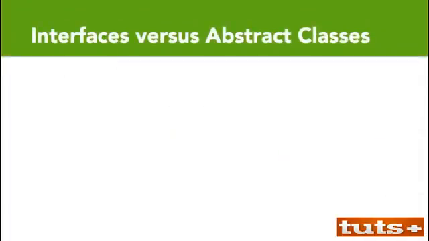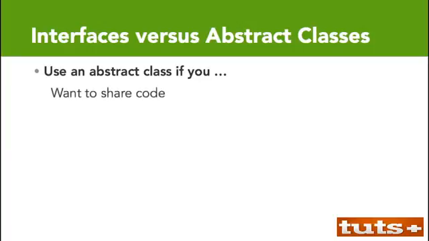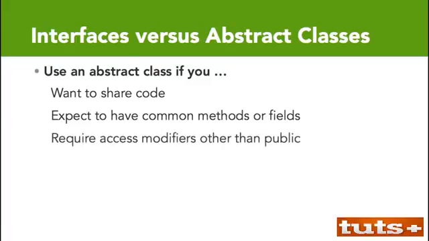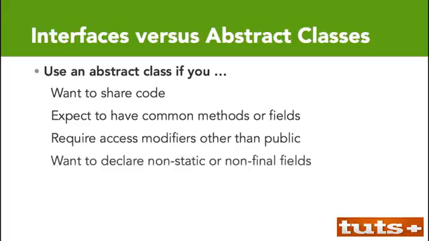So now you're probably thinking, well, when do I use an interface and when do I use an abstract class? Use an abstract class if you want to share the code. You expect to have common methods or fields. If you require access modifiers other than public, such as protected or private, or if you want to declare non-static or non-final fields. This enables you to define methods that can access and modify the state and behavior to which they belong.